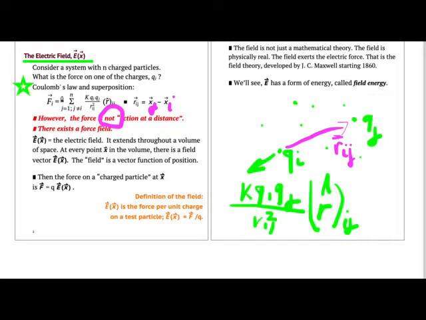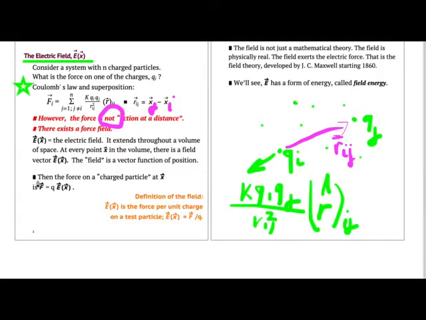All right. However, the force is not action at a distance. There exists a force field. At every point in space, there's an electric field vector. So the electric field extends throughout a volume of space. At every point in the volume, there's a field vector, E of x. So in other words, the field, what we call the field, is a vector function of position.